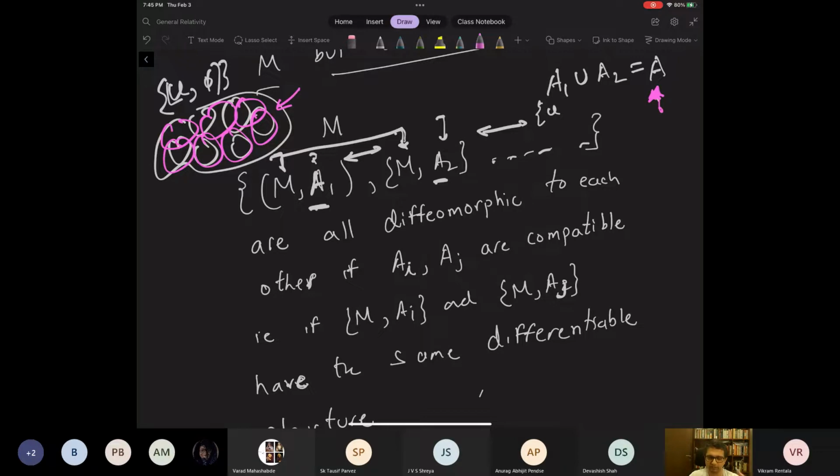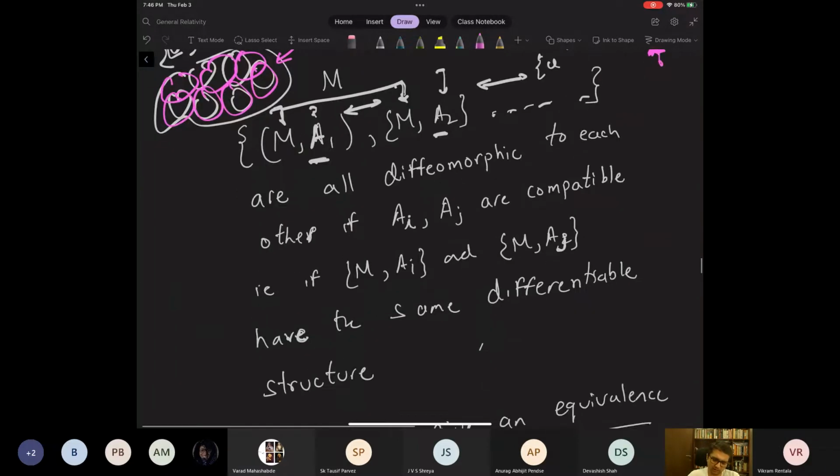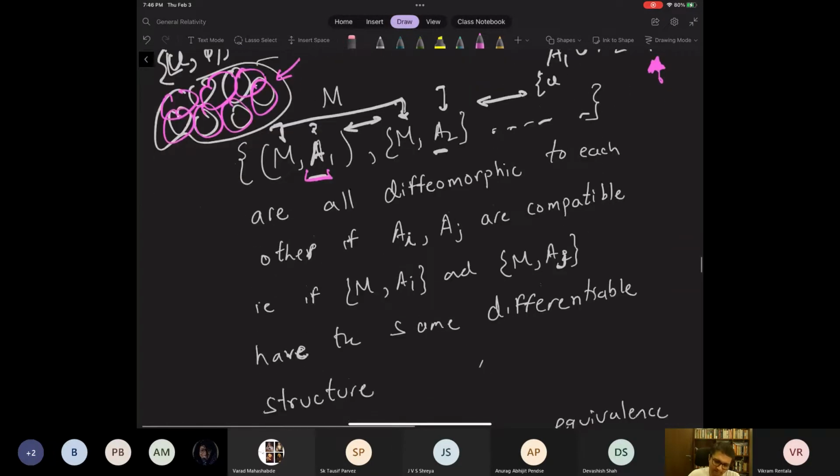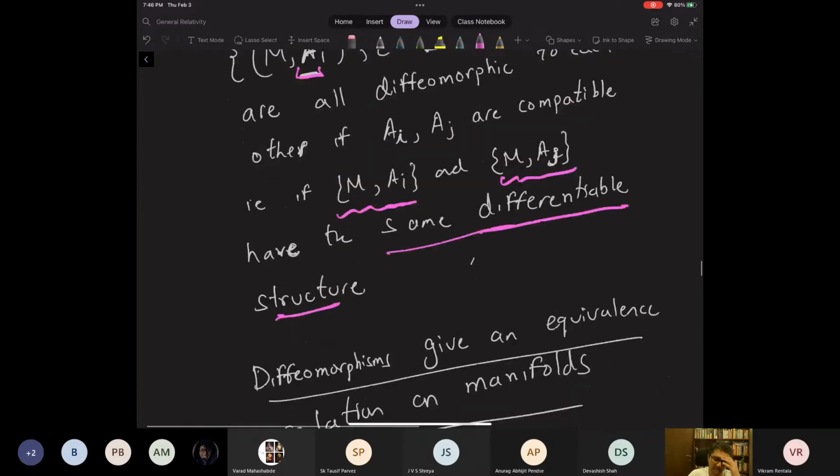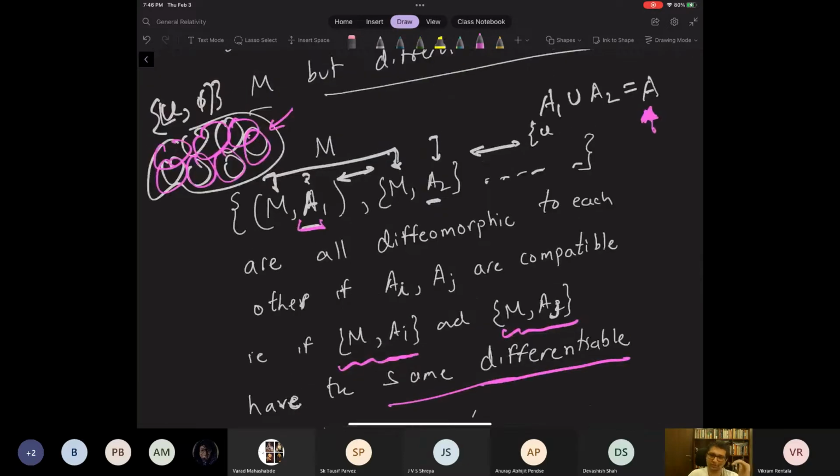At least I told you this in the last class. We haven't shown it, but for some exotic manifolds, it's not necessarily true. But if the atlases are compatible, then MA1 and MA2, or MAi and MAj, as we defined in the previous class, we said that they have the same differentiable structure.